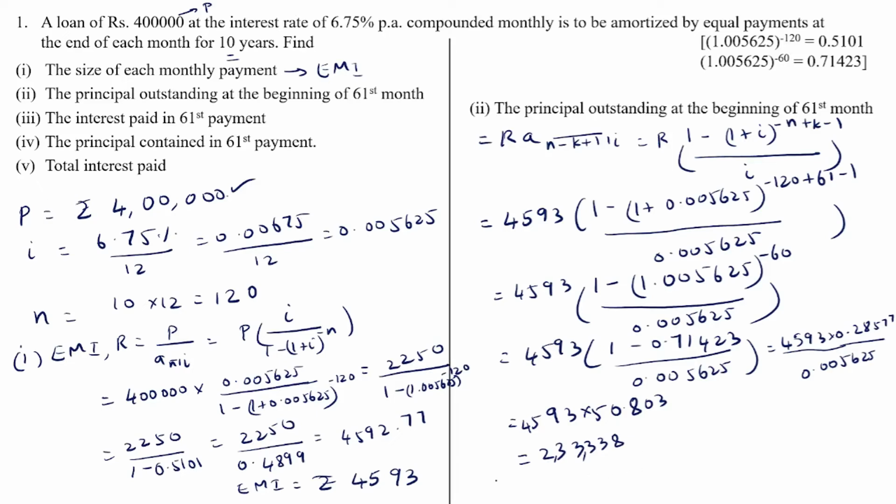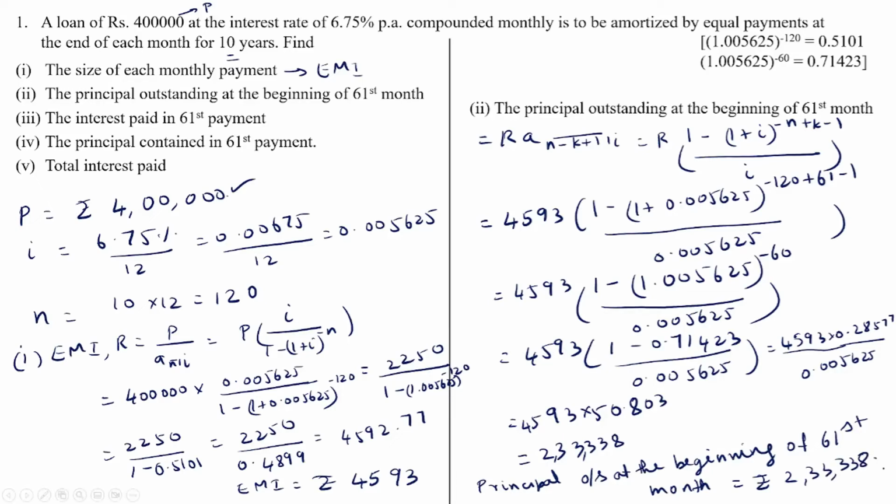So the answer is principal outstanding at the beginning of 61st month equal to rupees 2,33,338. So this is the principal outstanding at the beginning of 61st month.